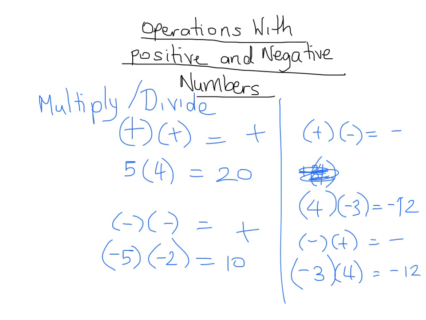All right, so multiplying or dividing, if the signs are the same, then the answer is positive. Same sign, positive, same sign, positive. But if the numbers are opposite sign, the answer is negative. So opposite signs here, negative answer. Opposite signs here, negative answer. All right, it's a little bit less straightforward if we are adding and subtracting. So let's look at what happens when we're adding and subtracting.